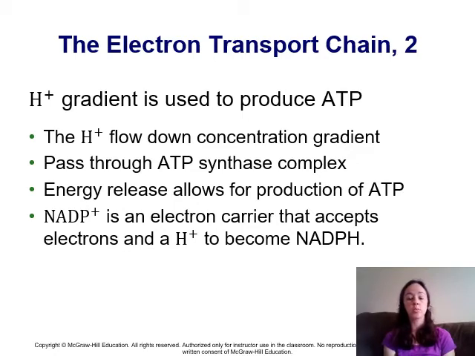The major difference between the electron transport chain in cellular respiration and photosynthesis is that two coenzymes are used in cellular respiration, but only one coenzyme is used in photosynthesis.